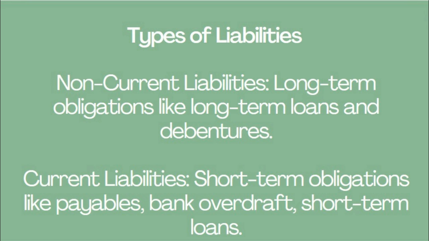Whereas the current liabilities are the short-term obligations like payables, bank overdraft, or short-term loans. They are basically the loans or the amounts due which the business has to pay within an accounting period. That means the business has to repay all the money to the payables, to the bank overdraft, or to the short-term loans as soon as possible.